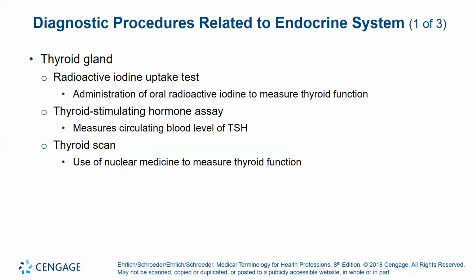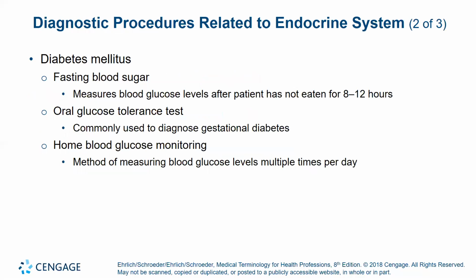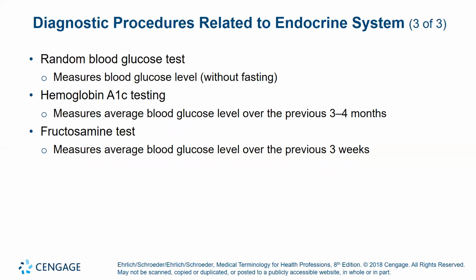Some diagnostic procedures related to the endocrine system. From the thyroid gland, we have the radioactive iodine uptake test, the thyroid stimulating hormone assay, and the thyroid scan. Underneath diabetes, some diagnostic procedures: fasting blood sugar, oral glucose tolerance testing, and home blood glucose monitoring, where you monitor yourself at home. We have the random blood glucose test, hemoglobin A1c testing, and the fructosamine test.